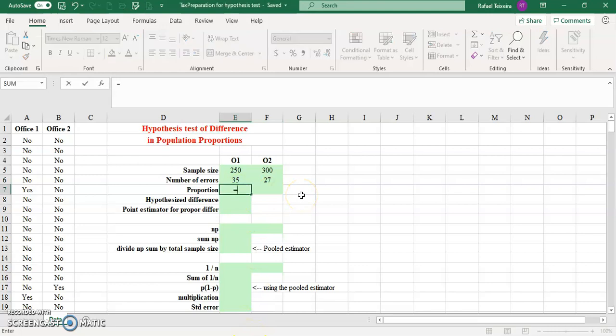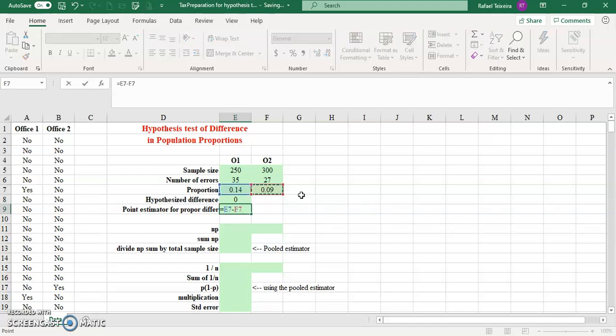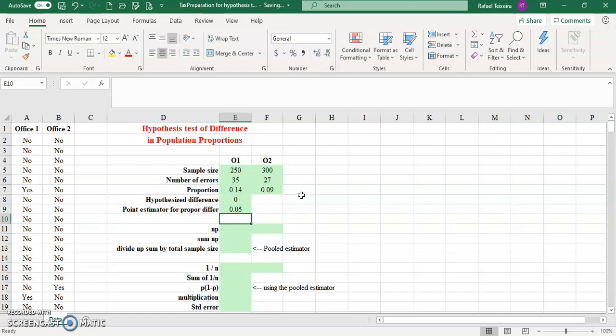So let's compute the proportion. Proportion for the first office is going to be equal to this divided by this, and the second office is this divided by this, okay? So hypothesized difference, the hypothesized difference is 0. The point estimator for the difference, the proportion difference, is this number minus this number. So the hypothesized difference is 0. The point estimator for proportion difference is 0.05.